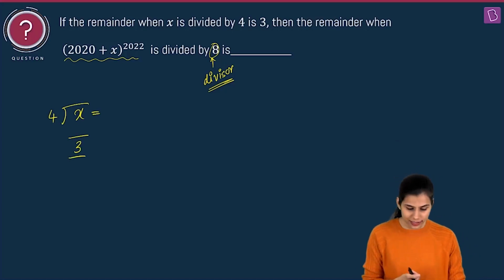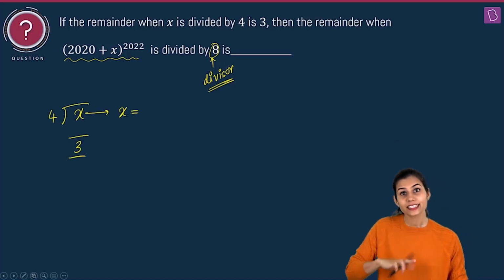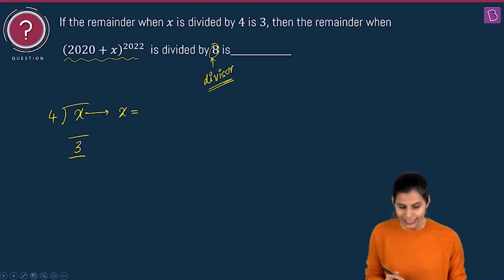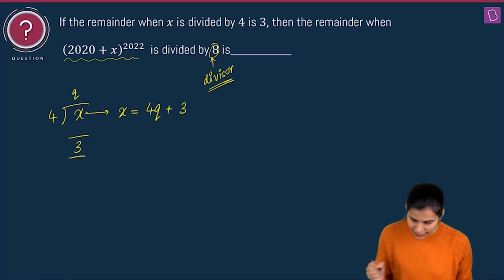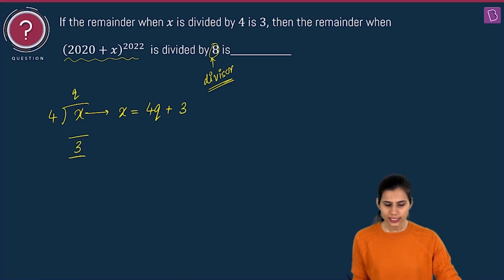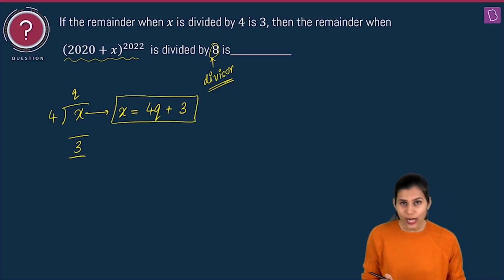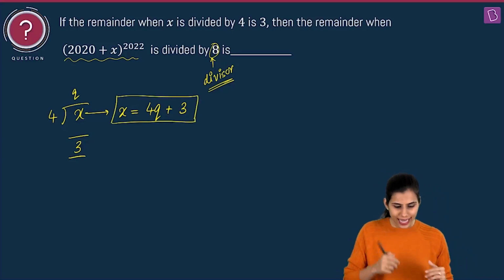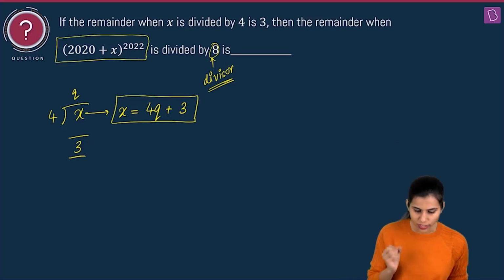That means I can certainly write my dividend x as divisor into quotient plus remainder, right? So whatever my quotient is, 4q plus 3. Yes, isn't it? So my x is going to look like this. The moment I have figured out the look of x, now let's move ahead and check out this complete quantity upon which we have to work.